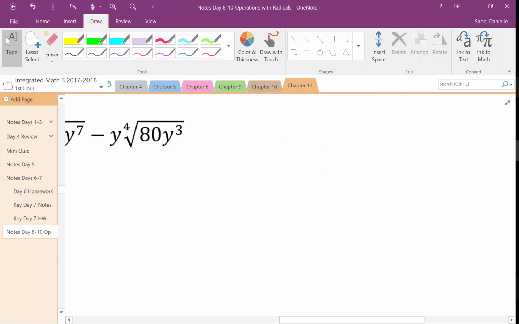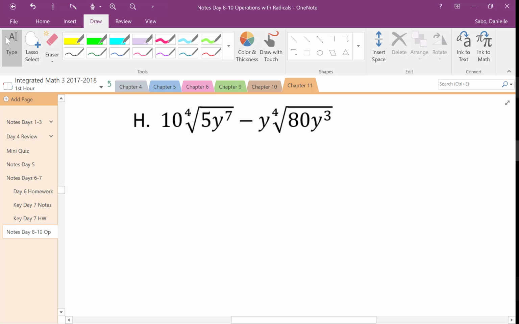Let's do H. Let's do a 4th root. Okay, remember, just because there's a 4 in there does not mean we can't do it. You now have to circle groups of 4. Okay, there's no 4th root of 5. How many times does 4 go into 7? One time. So I'm going to go ahead and write that out. y to the 10th, and I have once. One time it goes in there.